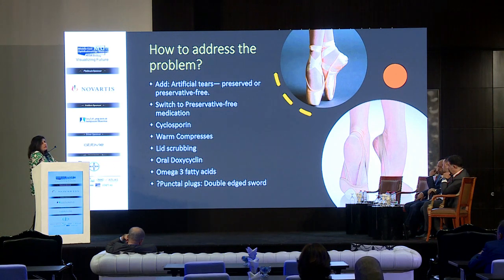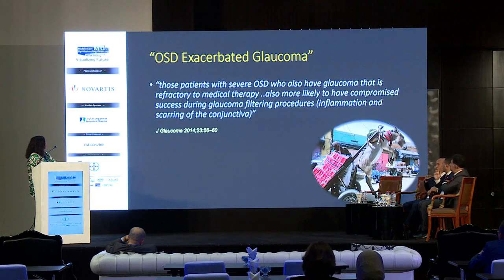Lid scrubbing to scrub off any residue of the different medications that the patient is putting, or any blepharitis that has ensued because of the drugs needs to be done. Oral doxycycline, I usually give it with patients who have very severe ocular surface disease, and I've seen that a couple of weeks therapy does help them. Omega-3 fatty acids, I think it helps the ocular surface and helps in regeneration of the goblet cells. Punctal plugs are a double-edged sword, so you have to choose your patient very cautiously when you want to address this.